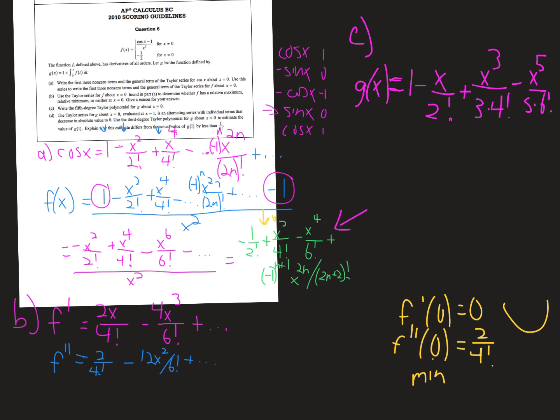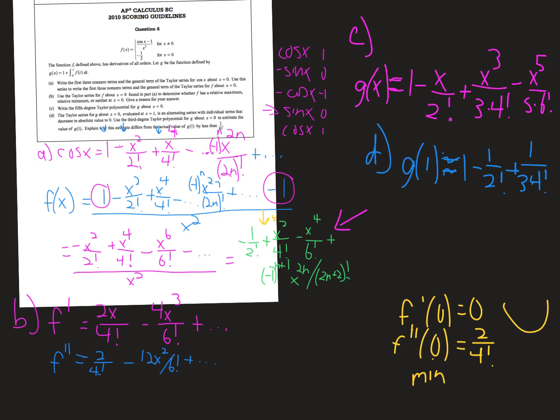And then the last part says, Taylor series evaluated at x equals 1 is an alternating series with individual terms that decrease in absolute value to 0. Use the 3rd degree Taylor polynomial for g about 0 to estimate the value of g of 1. They said we have an alternating series. So approximate g of 1: 1 minus a half plus 1 over 3 times 4 factorial, whatever that is. That's what g of 1 approximately is.